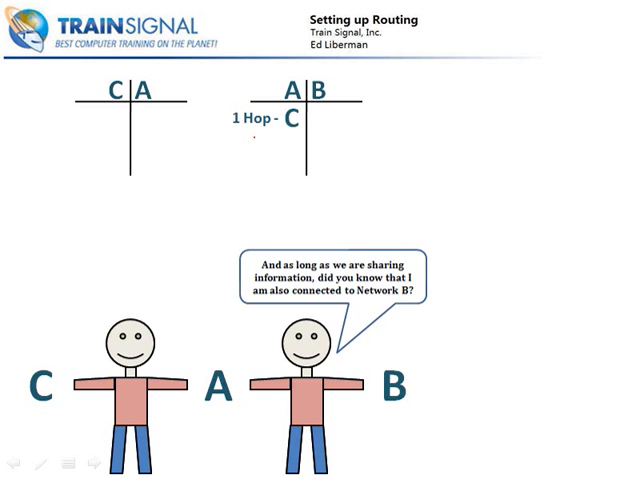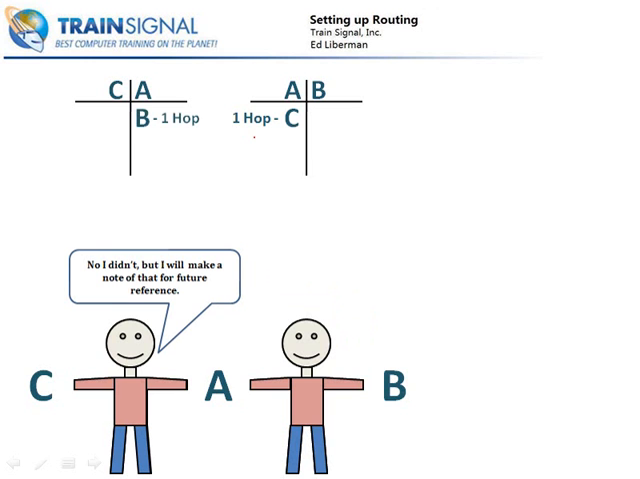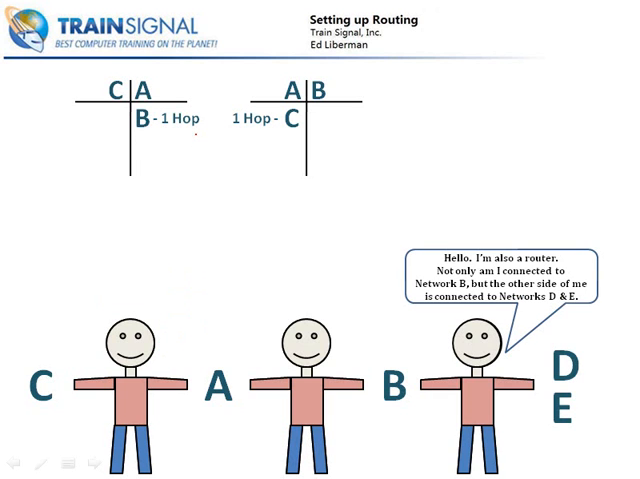And as long as we're sharing information, did you know that I'm also connected to network B? No, I didn't, but I'll make a note of it for future reference. And sure enough, this router has now added an entry into its routing table. Hello, I'm also a router. Not only am I connected to network B, but the other side of me is connected to networks D and E.